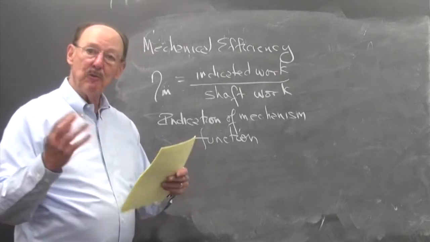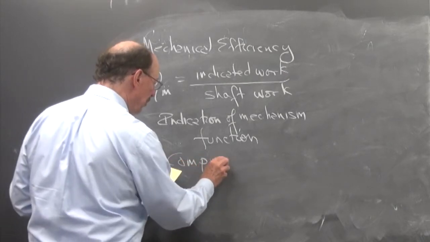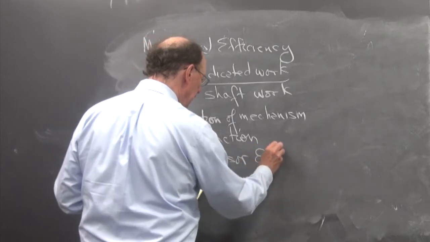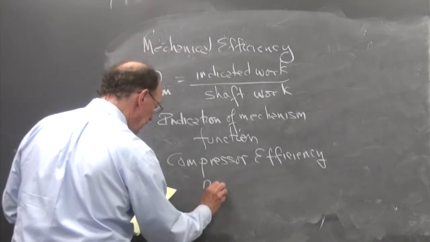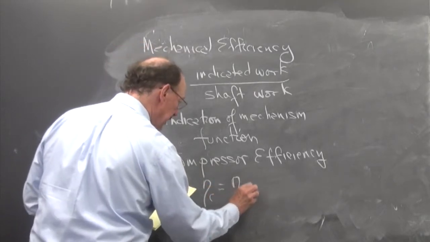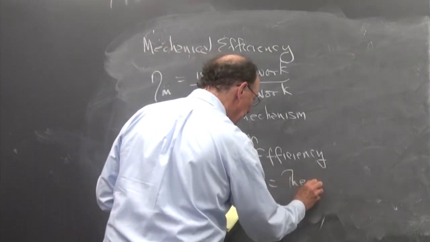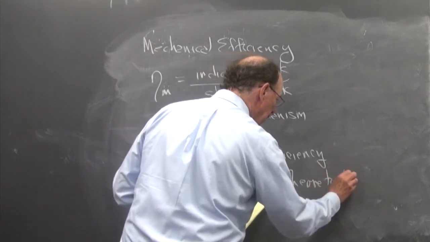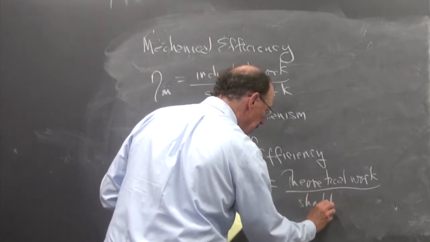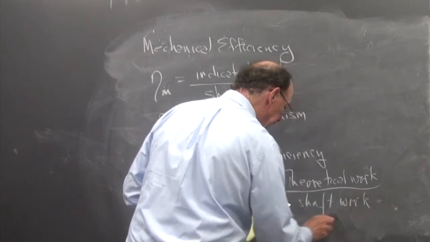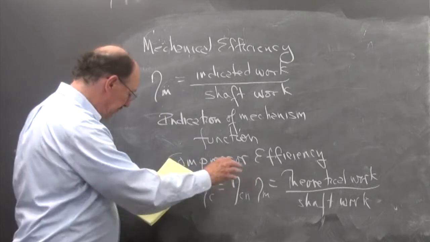And so I could have the overall compressor efficiency. So this is the compressor efficiency. Eta sub c would be equal to eta sub cn times eta sub m, so it would be the theoretical work over shaft work. And so we can look at this, and we know how to find each of those.